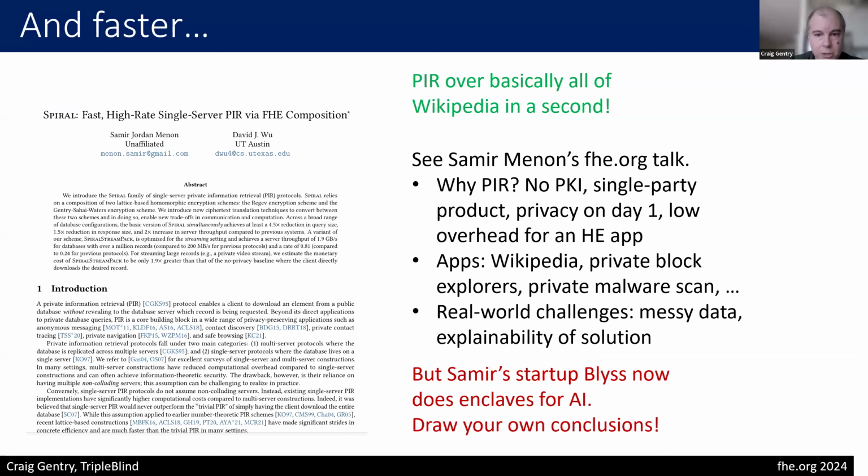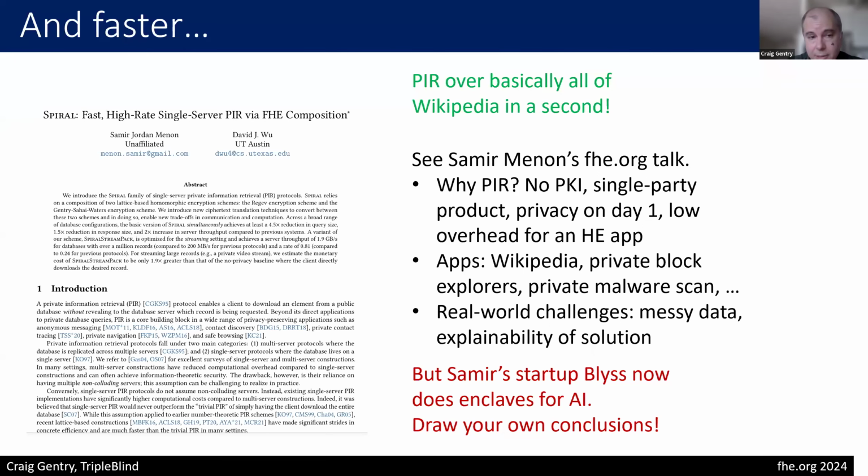So Samir Menon had a talk here at FHE org a year or two ago, where basically he used private information retrieval to set up a scheme where if you wanted a Wikipedia article, you could just type in the title of the Wikipedia article, and it would send a private information retrieval query to the server, and you would get back the article that you want. So basically, it handled essentially all of Wikipedia. The images were stripped and some things like that, but basically all of Wikipedia you could do a query on, and it would just respond in basically a second. And he had a pretty interesting talk here if you want to see it.